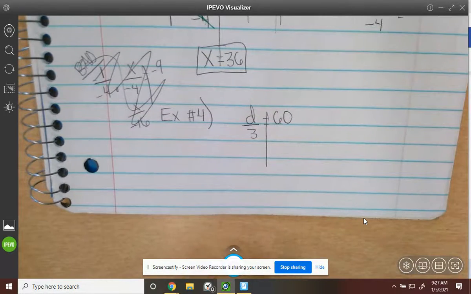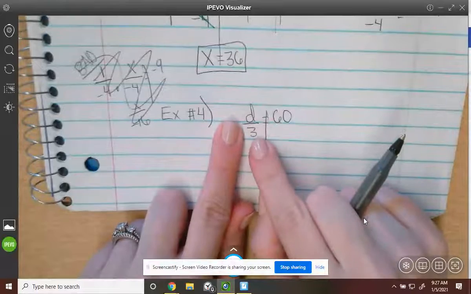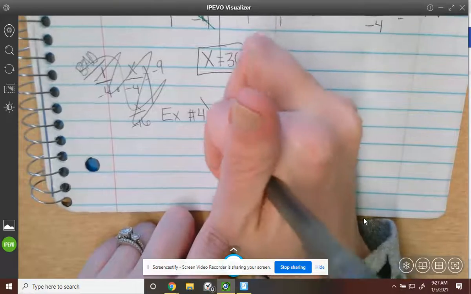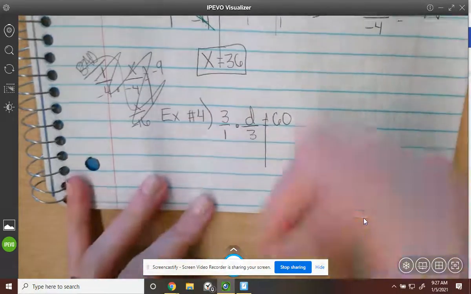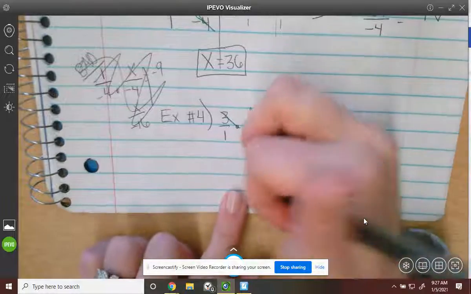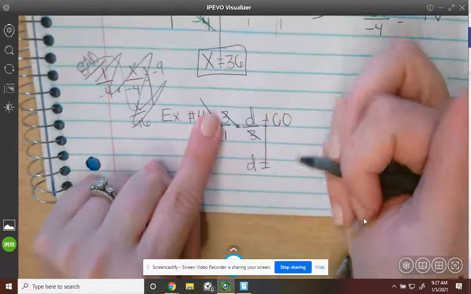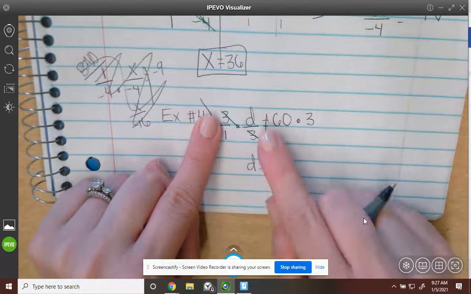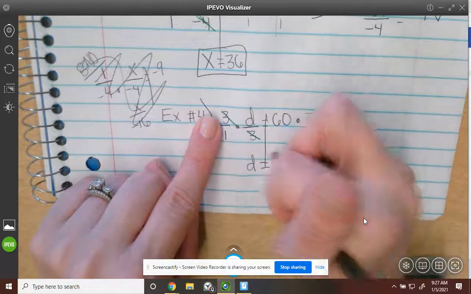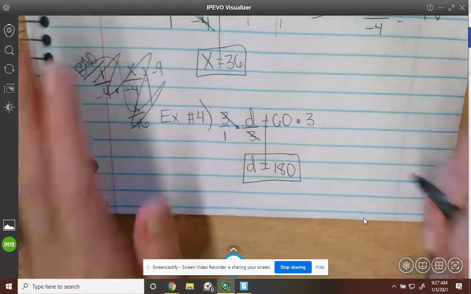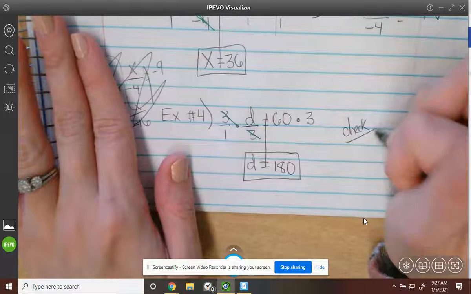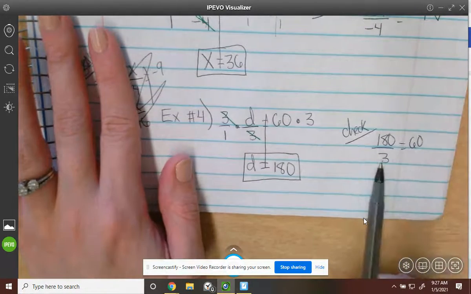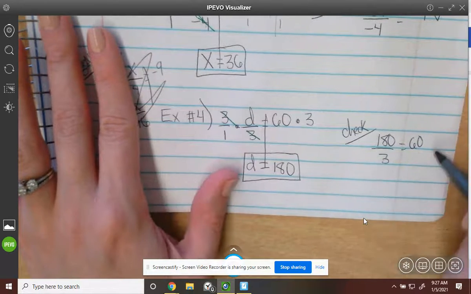Okay, hopefully you actually paused it. I'm dividing, so in order to undo division, I need to multiply. The 3's on the bottom, so to get rid of it, I have to put a 3 on top up here. That cancels everything out, and I'm left with D. I multiplied by 3 on this side, so to even it out, I have to multiply by 3 on this side. 60 times 3, 6 times 3 is 18. Add a 0. I got to make sure that's right. So 180 divided by 3 equals 60. Well, I know 18 divided by 3 is 6. Add a 0. I'm good to go.